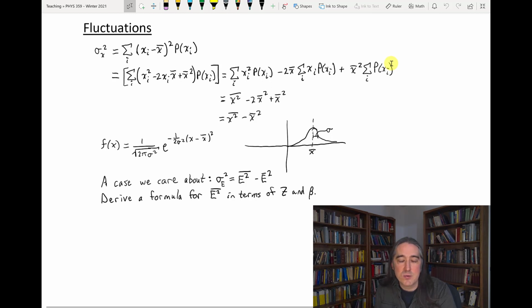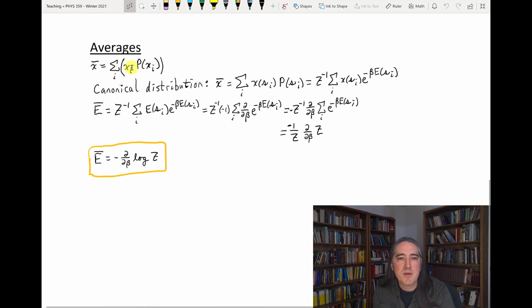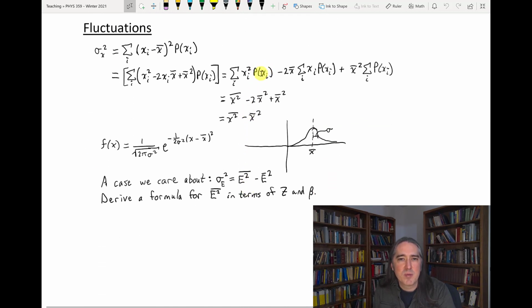And now we're just going to use some properties and definitions, right? The sum of xi squared times the probability of xi, well, we set up above, the sum of anything times its probability gives us the average. Probability of xi is exactly the same as probability of xi squared, one determines the other. So this is just x squared bar.